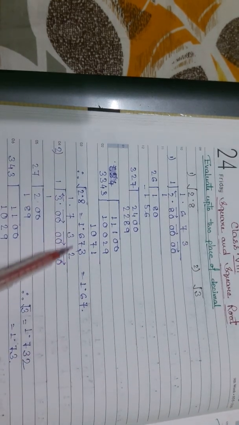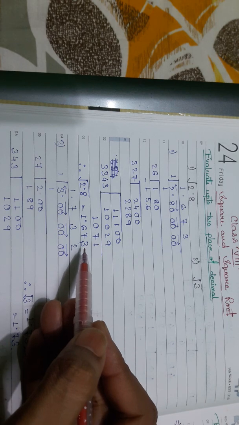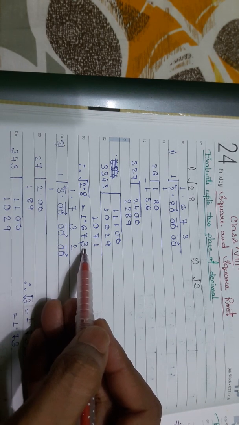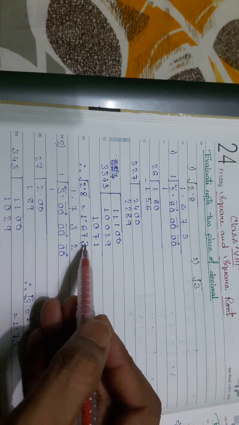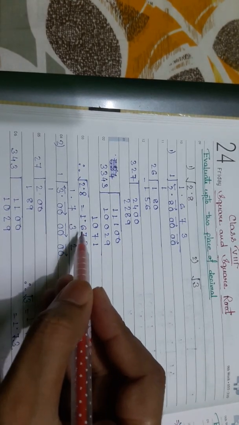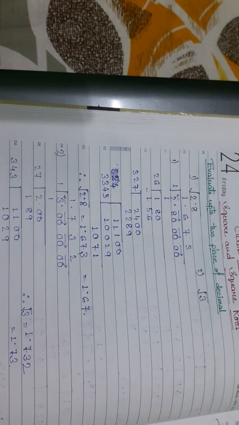Now see, here is 3 decimal places and the third digit is 3, which is less than 5. When the third digit is less than 5, then we drop the third digit and write the first 2 digits, meaning 1.67 is the final answer.